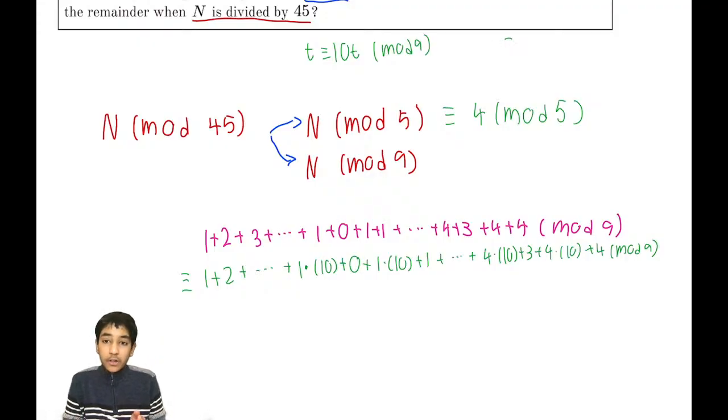So basically what I'm doing is looking at all the tens digits and saying to multiply by 10. Because if I multiply by 10, now it's the same mod 9. So these two are the same mod 9.